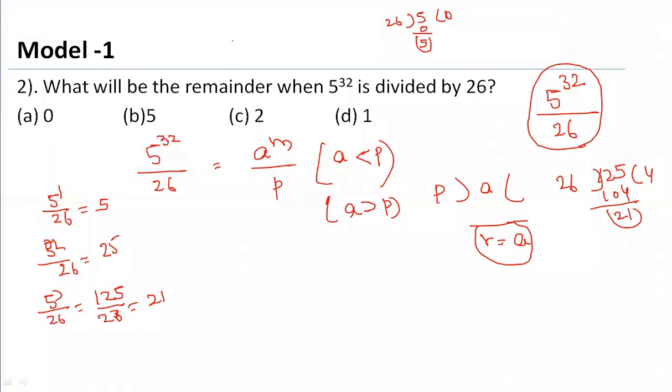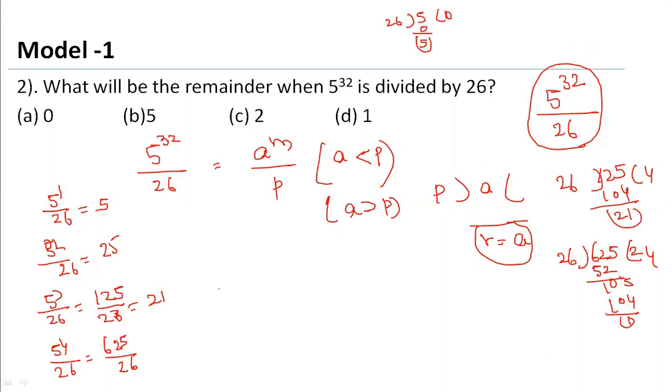Maximum after 3 powers or after 4 powers divided by any particular number, the remainders are going to get repeated. Let's check for 5 power 4 and 5 power 5 also. 5 power 4 is nothing but 625 divided by 26. 26 twos are 52, 26 fours are 104. Remainder is 1. So let us check the next value so that you can understand after how many values the remainders are going to get repeated.